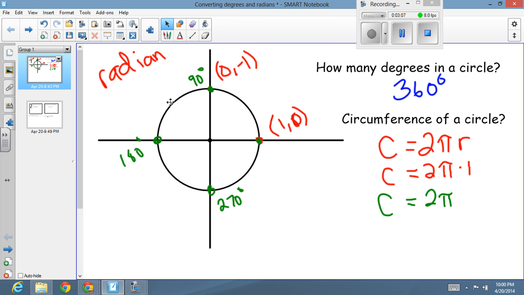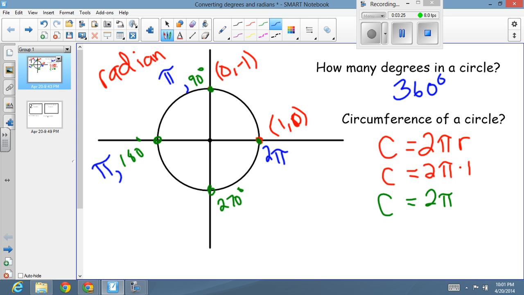That being the case, that means that if I just start and go halfway around over here to where the 180 is, that would be a length of pi. If I just went up here to where the 90 degree is, that would be a length of pi divided by 2, or 1/2 of pi. And if I went down here to where the 270 is, that would be a length of 3/2 pi.